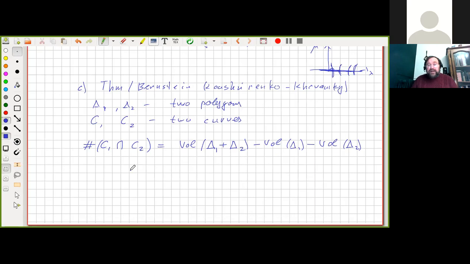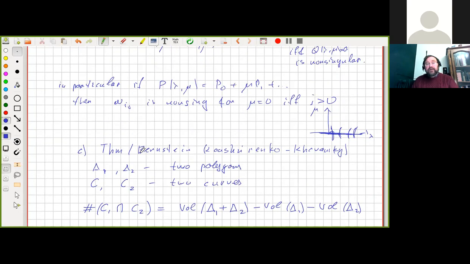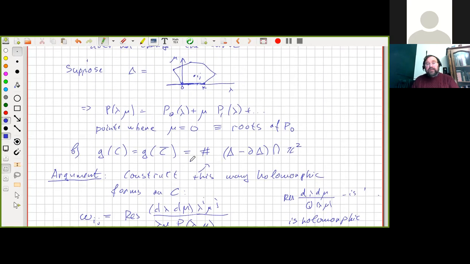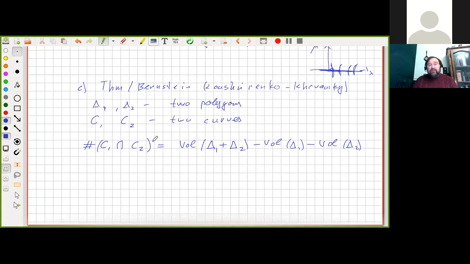This is an exercise, homework, to prove this formula. And the remark is that an easy consequence of this statement is that the genus is equal to the number of points inside the boundary. Maybe I should just say that this is a consequence of the fact that, if you take two curves and the two polynomials p1 and p2.